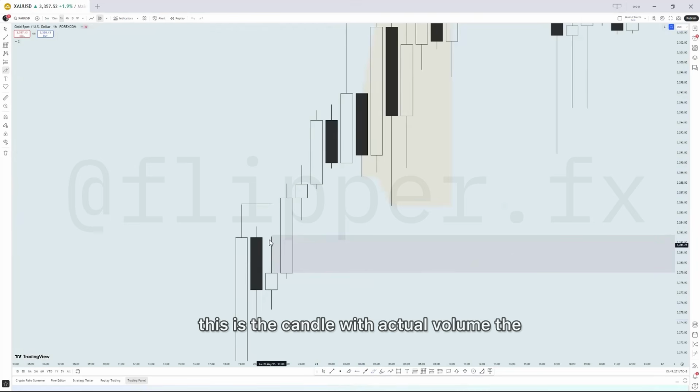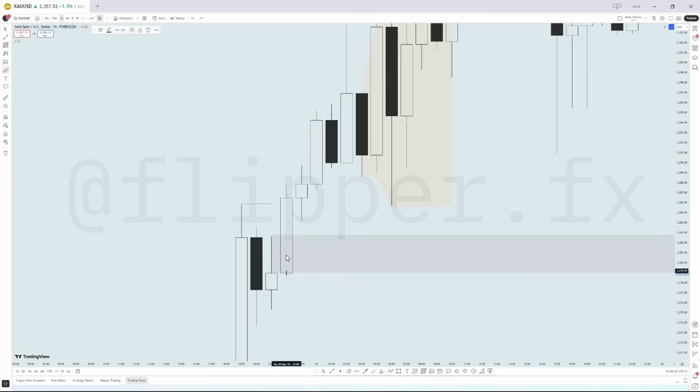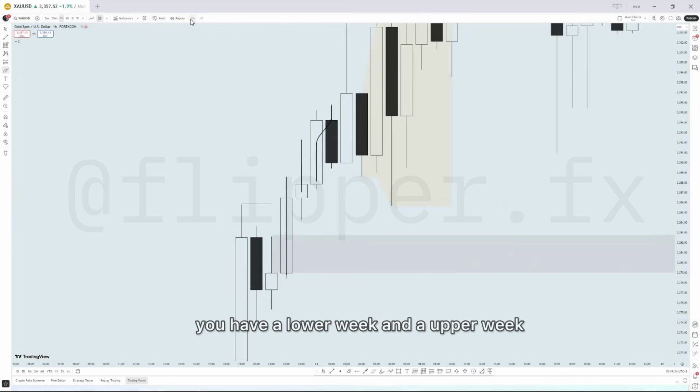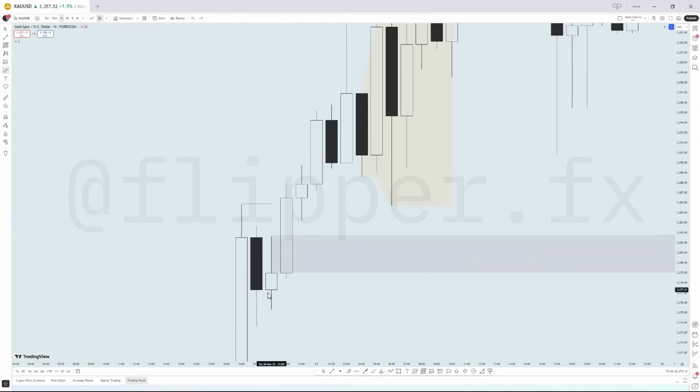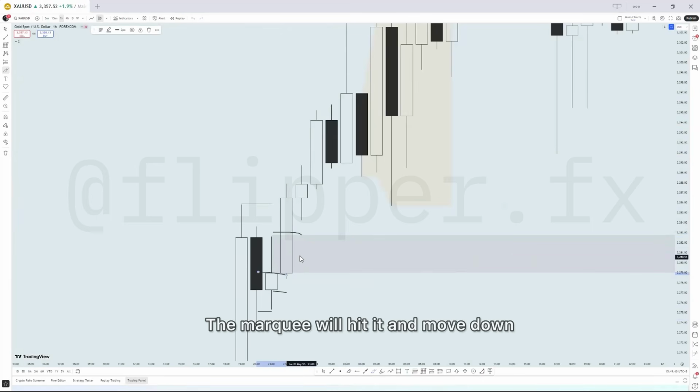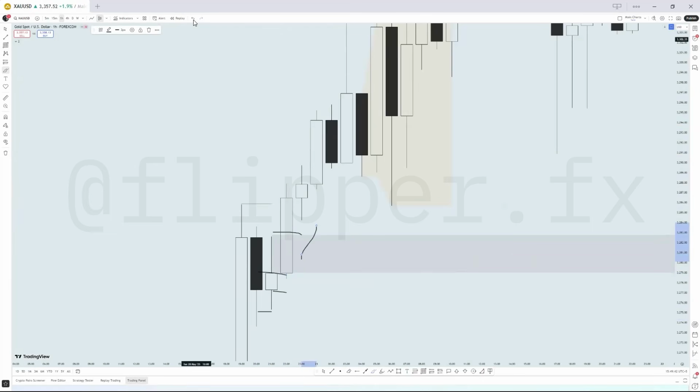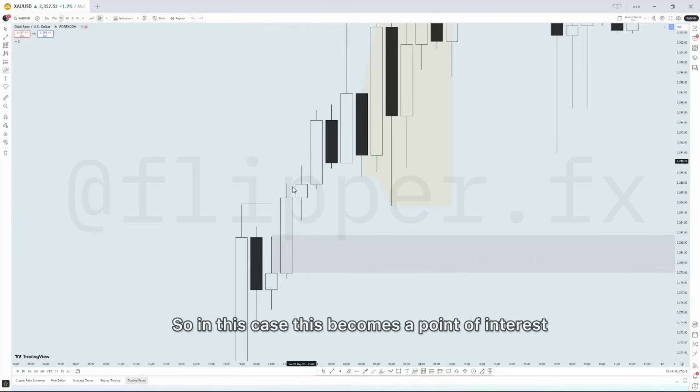This is the candle with actual volume. The market moved bullish from here. You have a lower wick and an upper wick. Our main focus is the upper wick. The market will hit it and move down. So in this case, this becomes a point of interest.